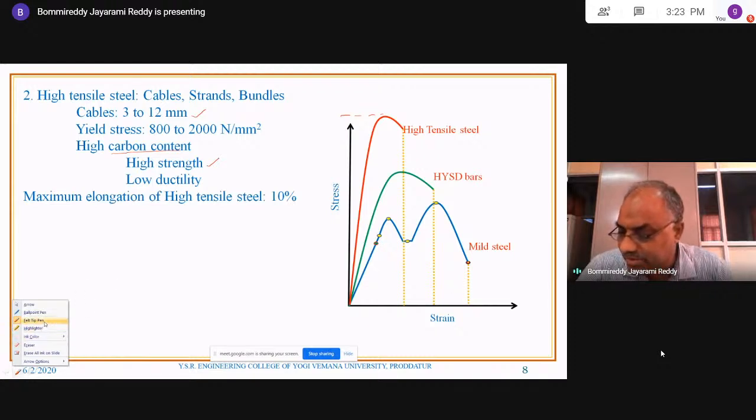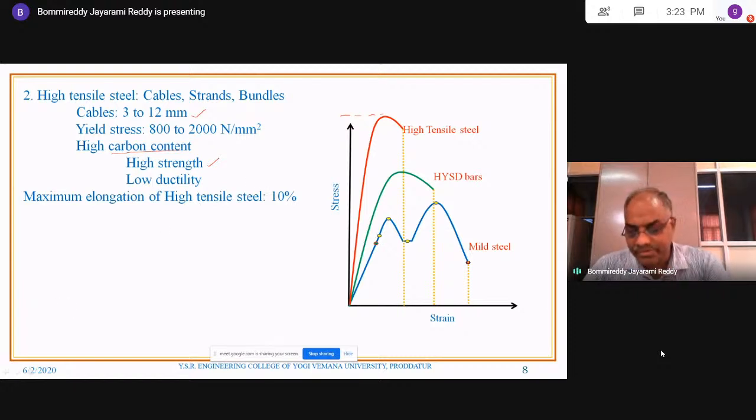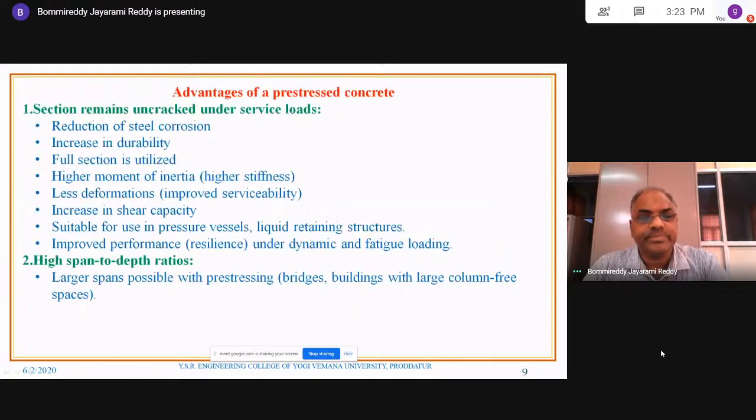So here high tensile steel and high strength concrete are required for pre-stressed concrete. What are the advantages of pre-stressed concrete? Several advantages are there. The section remains uncracked, whereas in RCC the concrete area below the neutral axis is under tension, which is cracked. Here, the entire section is uncracked under service loads.